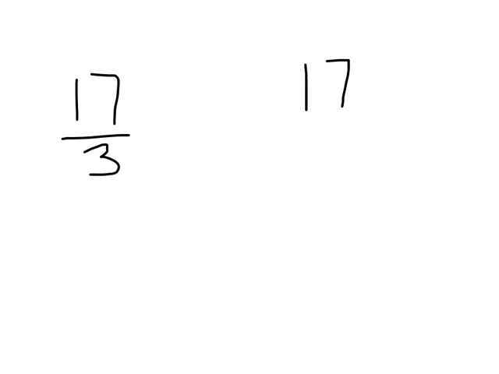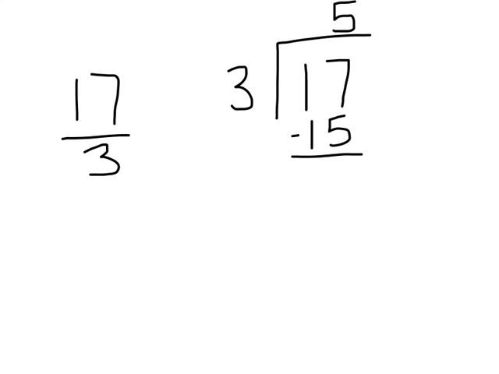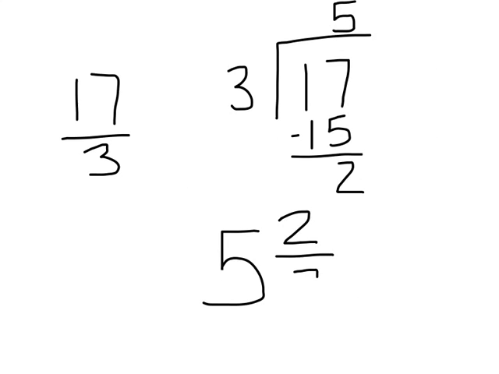17/3. I'm going to divide the numerator by the denominator. 3 goes into 17 5 times. 5 times 3 is 15. So my remainder is 2. 5 is my whole number. That's the number of groups of 3 I have, with 2 left over, and my denominator stays 3.